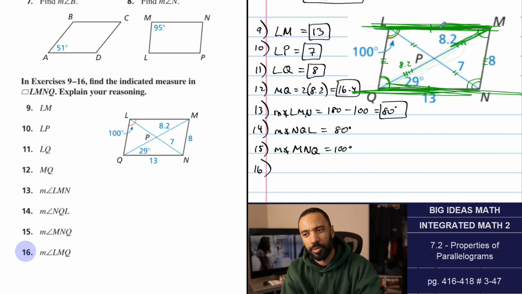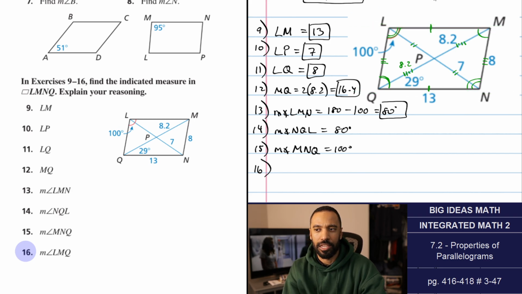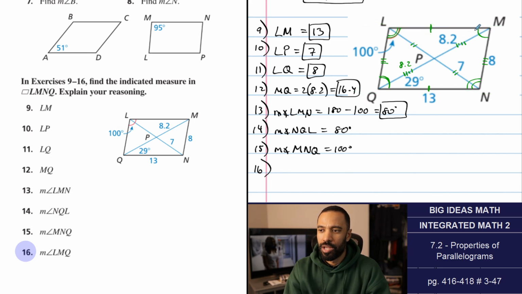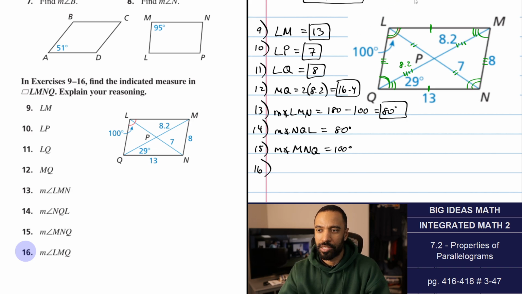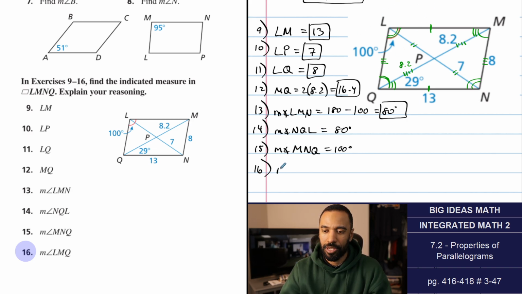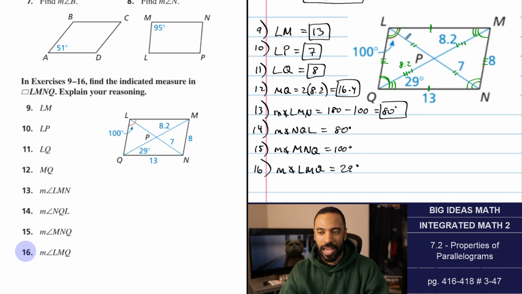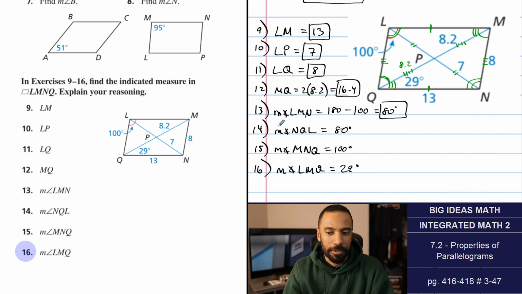Those will pop up a lot, especially in proofs and when they want to get you in that kind of way. So I'll mark that congruent kind of like this. A lot of marking up that we're doing. If one's 29 degrees, so is the other. Measure of angle LMQ equals 29 degrees. And there's a lot more they could have done with that after that, but they're going to leave it there. All right.